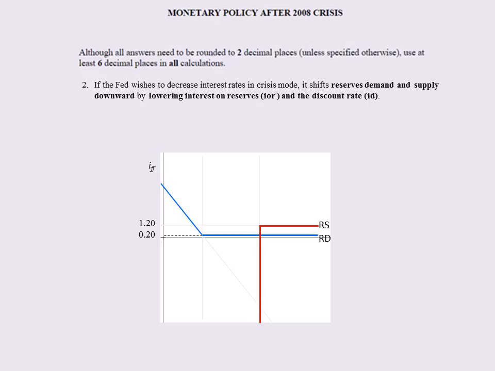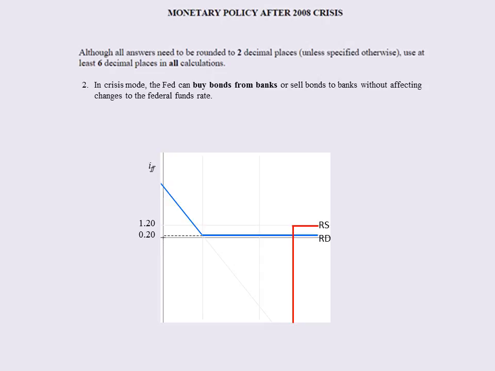If the Fed wishes to reverse the previous increase in interest rates, it can shift the reserves demand and supply downward by again simply issuing an edict that says interest on reserves and the discount rate are now lower, which again does not affect the quantity of reserves. For that reason, the quantity of money in the market for money is unchanged.